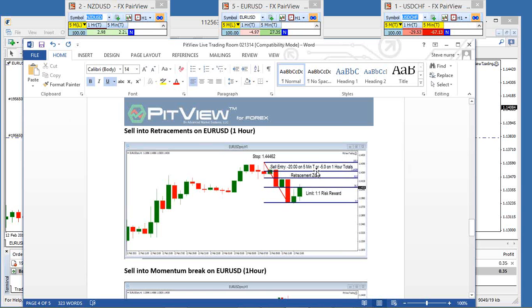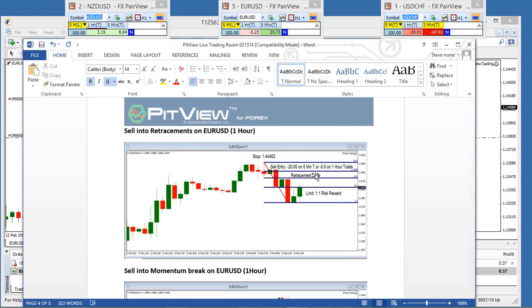We got this one during class to where we were looking for it to get back up into this retracement zone. For those of you who don't know what the retracement zone is, once the price gets into the 61.8 to 78.6 levels, that's what we call the retracement zone. That's where we like selling and buying into dips, essentially.